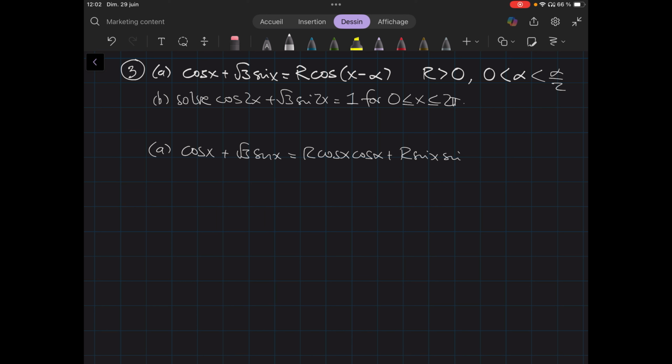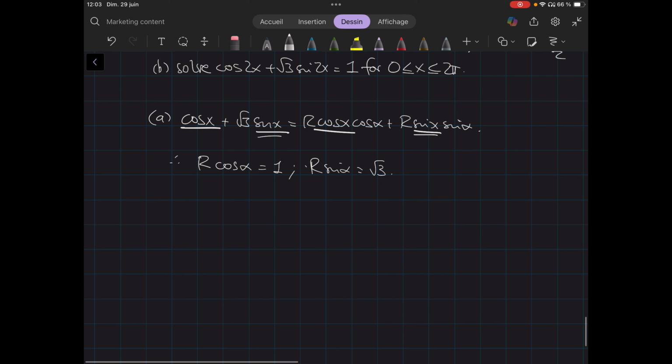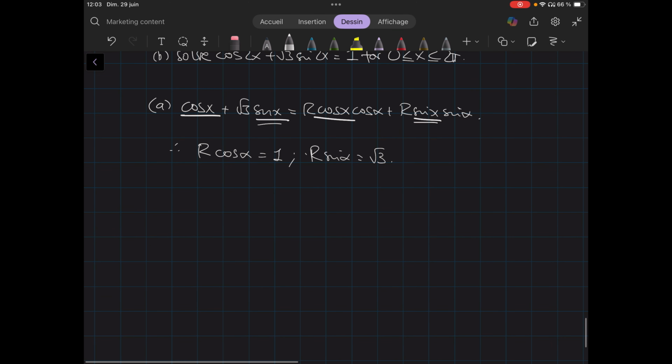Sine of x, sine of alpha. Now we're going to match the coefficients of sine of x and cos of x. That gives us r cos of theta is equal to 1, and r sine of theta is equal to root 3. To find the value of r, we're going to square both equations and add them together. And the reason is because we know that cos squared of alpha plus sine squared of alpha is equal to 1.